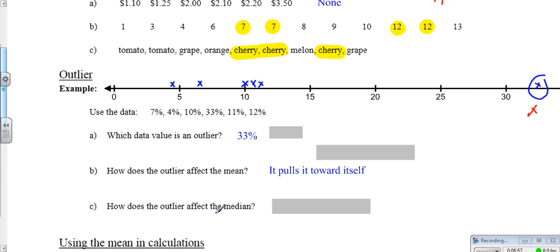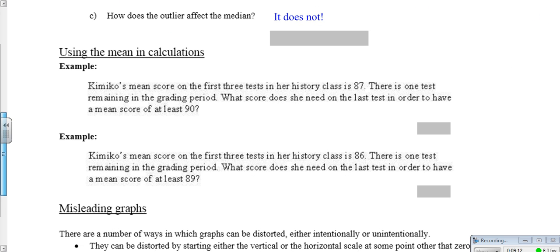How does the outlier affect the median? Well, the median is just a number, the middle number. It has nothing to do with the value of the numbers. So it would not affect it at all. So it does not affect it.